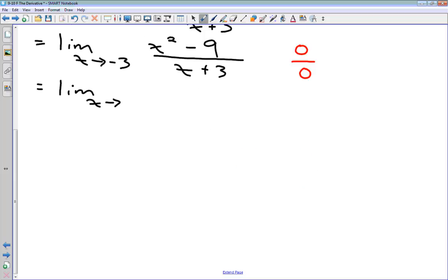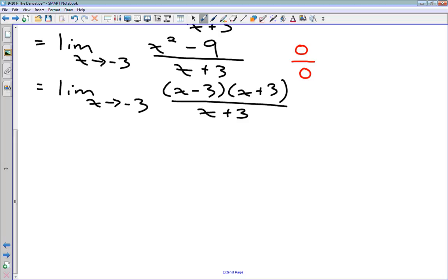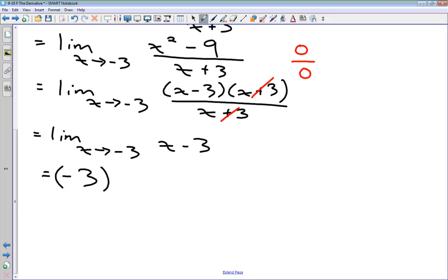Limit as x tends to -3, I'll get x minus 3, x plus 3 up in my numerator, all divided by x plus 3. Now I can see that these x plus 3's are going to cancel out. So I'm left with the limit as x tends to -3 of x minus 3. This is something I can evaluate by substitution, so I'm going to go ahead and do it. I'm no longer taking the limit, I'm evaluating the limit by subbing in -3 for x.